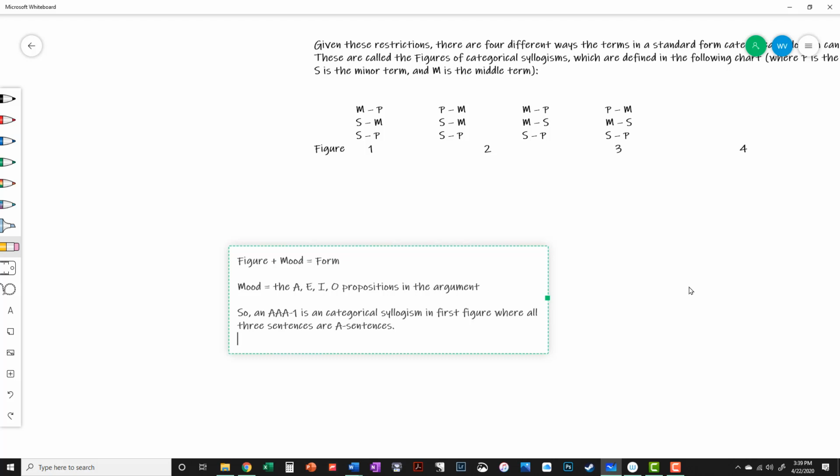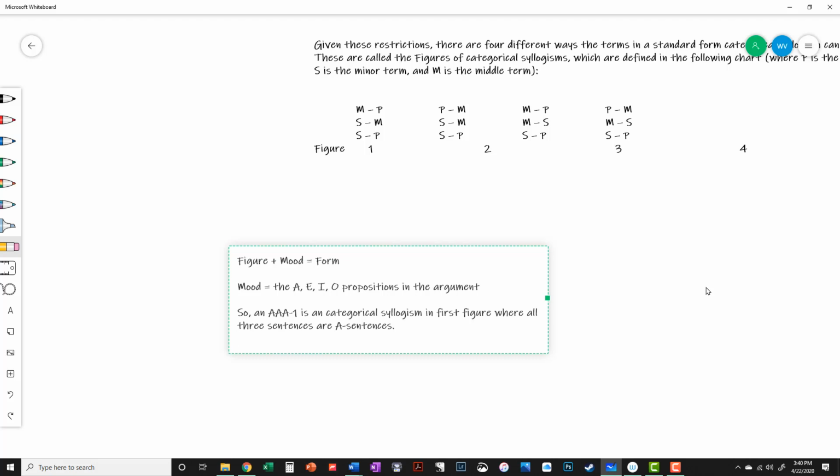So to take an example, AAA1 is a categorical syllogism in the first figure where all three of the sentences are A sentences. So the form there is AAA1. The figure is 1. The mood is AAA. So when we specify the mood of a categorical syllogism, we're saying which A, E, I, and O propositions appear first, second, and third in the major premise, the minor premise, and the conclusion.